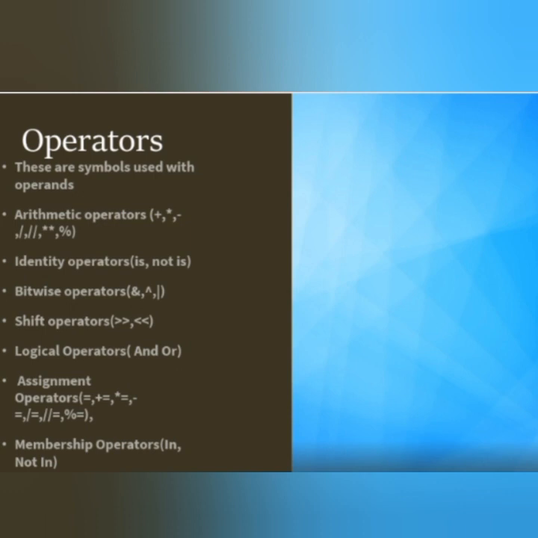Then we have got identity operators which is represented by is and is not. Then we have got bitwise operators which is represented by a simple and, simple pipe symbol and a caret sign. Shift operators with greater than, less than. Logical operators which are represented by and, or, and not. And relational operators or comparison operators by greater than, less than, greater than or equal to, not equal to, and so on. Membership operators are represented by in and not in.